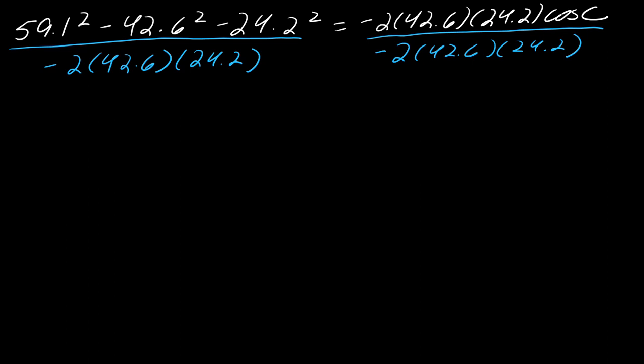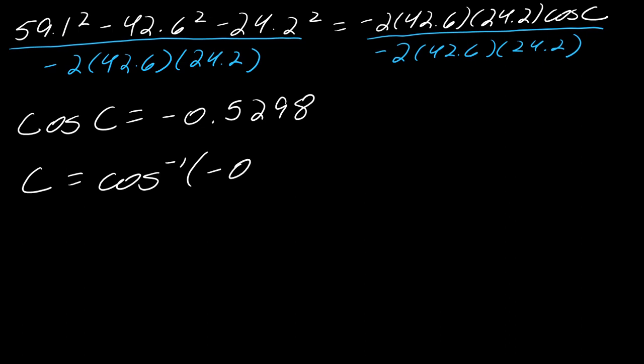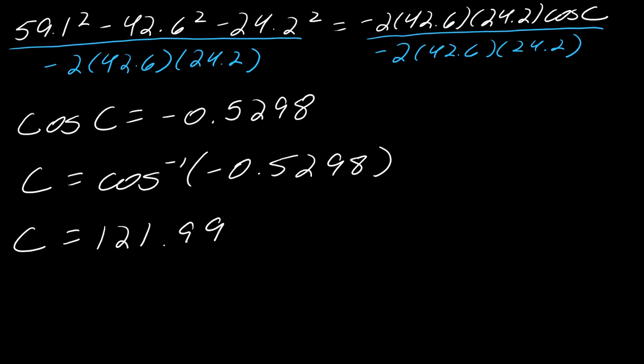Cool, so here's where I am, and now what I get is cosine of c is going to be equal to doing this whole calculation here. So if I do that calculation, I punched this in and I got negative 0.5298, and so on. Okay, and then if I take inverse cosine of that answer, I get c equals inverse cosine of all this. So this will give me that c is 121.99. Just a friendly reminder, also make sure that your calculator is in degrees when doing this. Okay, great. So now I have one angle.